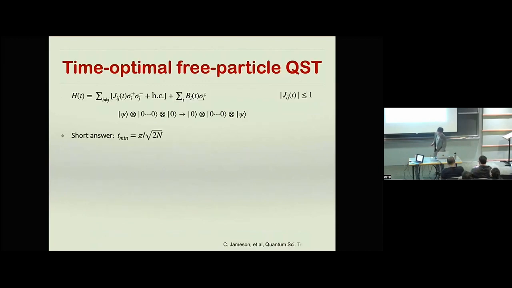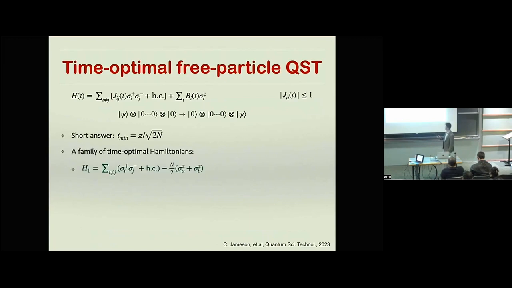And at the end of the day, the result is actually pretty simple. The minimum time to perform a quantum state transfer for this Hamiltonian is just given by pi over square root of 2n. This is better than any of the previously found protocols, at least for this type of Hamiltonian. And we can identify a family of time optimal Hamiltonians that saturate this speed limit. This is one of them, and this particular one was found in the quantum state transfer community a while ago, but they've never been able to show that it is actually time optimal.